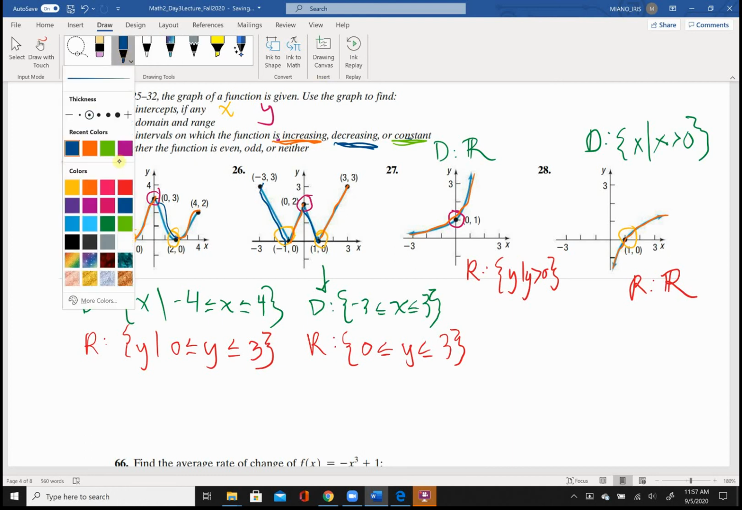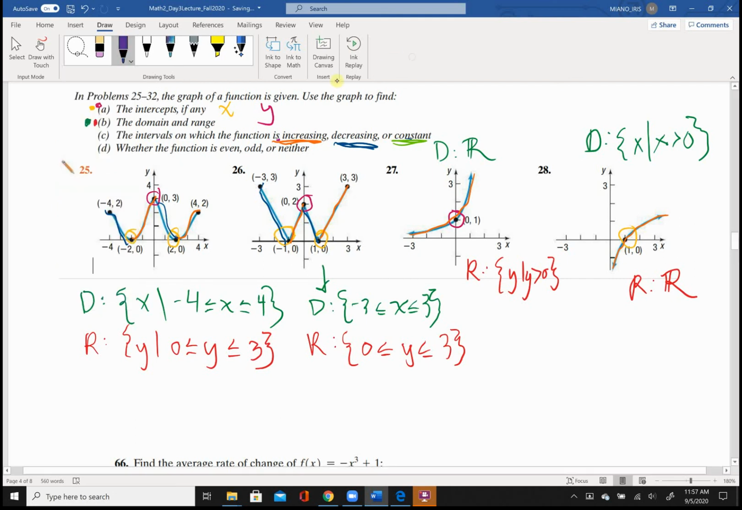Now in this dark purple, we'll go ahead and categorize each as either even, odd, or neither. So I would say that number 25 is even because you could fold it on the y-axis and have the trajectories line up. Same with number 26. Now 27 and 28, neither of them have either y-axis folding symmetry or origin rotational symmetry, so we would say neither for both of those. Neither. Great. Okay, moving on.